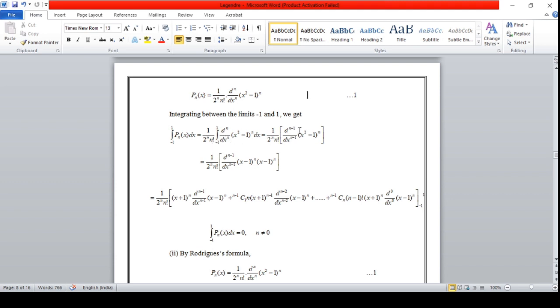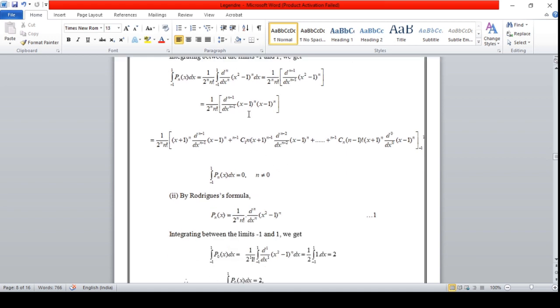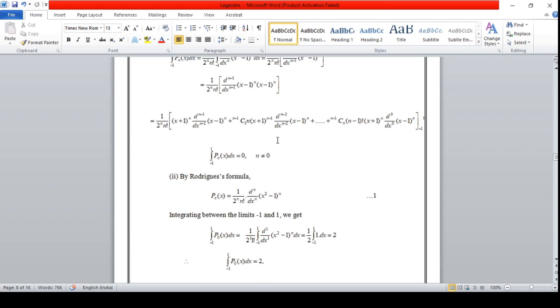The integration is cancelled, so this is the derivative d^(n minus 1) upon dx^(n minus 1). Therefore 1 upon 2 raised to the power n factorial, d^(n minus 1) upon dx^(n minus 1), converted into two parts, a plus b and a minus b. Again apply the Leibniz formula, as already shown in the derivation of Rodrigues formula. So the integration of Pn(x) dx is equal to 0. The value from minus 1 to 1: substitute minus 1, we get 0; plus 1 is equal to 0. So the integration from minus 1 to 1 of Pn(x) dx is equal to 0, the first part.